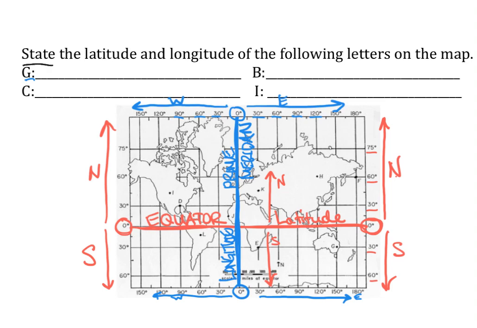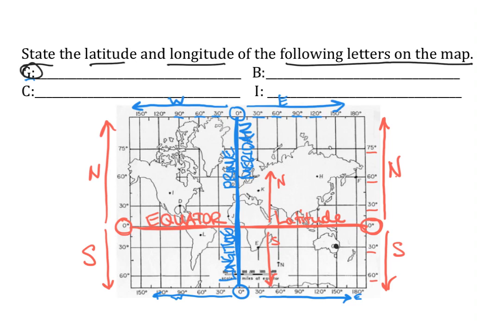We have a question we're trying to answer. State the latitude and longitude of the following letters on the map. Let's start with G. Point G is right here. And I usually start by asking myself some questions. First question, which line is the point on? Second question, what's the number, the degrees for that line? And then third, what's the direction? So we're looking for line, number, direction.